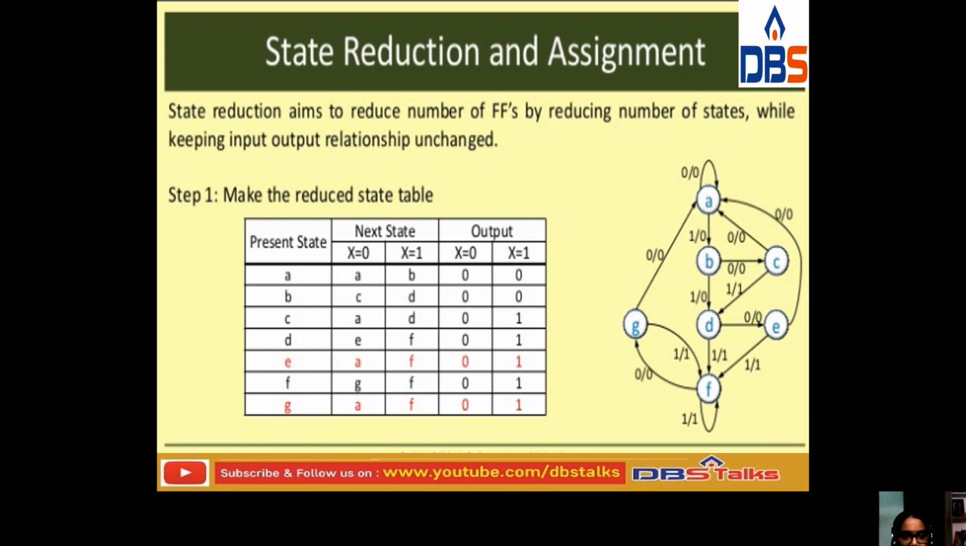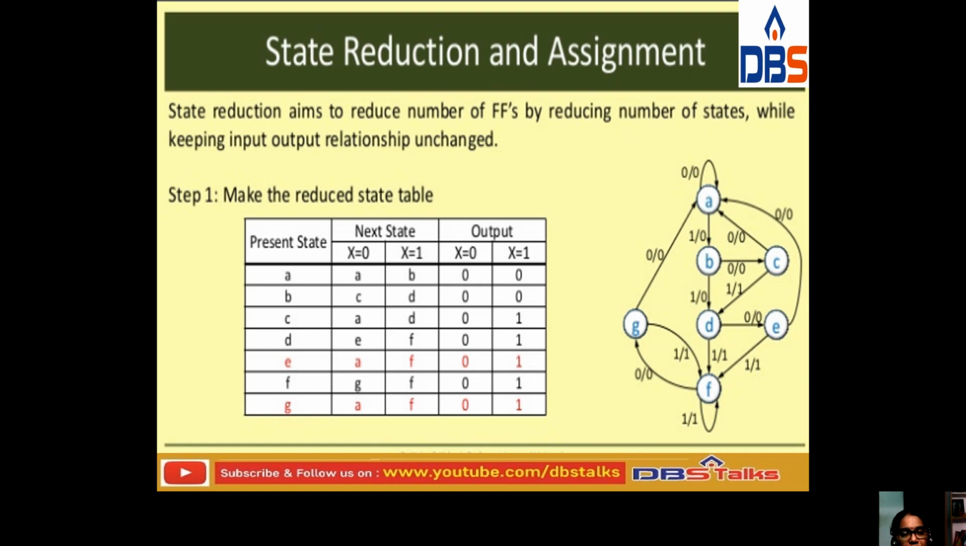If you have observed state reduction and assignment, state reduction aims to reduce the number of flip-flops by reducing the number of states, while keeping the input-output relationship unchanged. This is the present state, that is A, B, C, D, E and F, this is the next state and this is the output. Here the x value is 0 and x value is 1, and for the output also x is 0 and x is 1. If the present state is A, the next states are A and B. In present state B, it is C and D. At present state C, the next states are A and D.